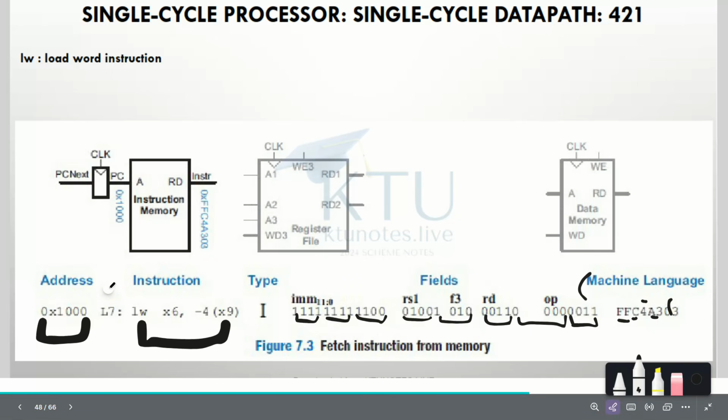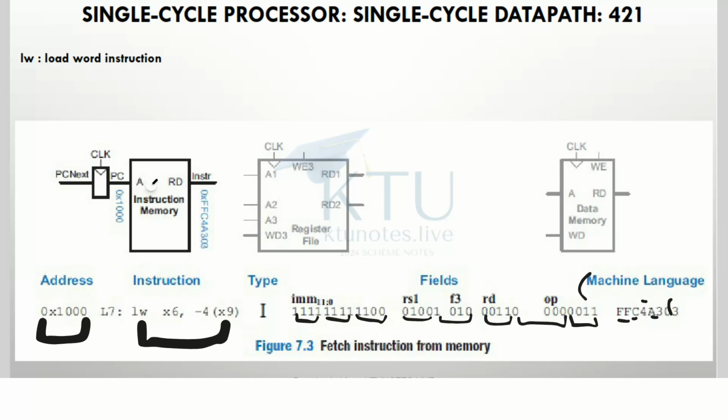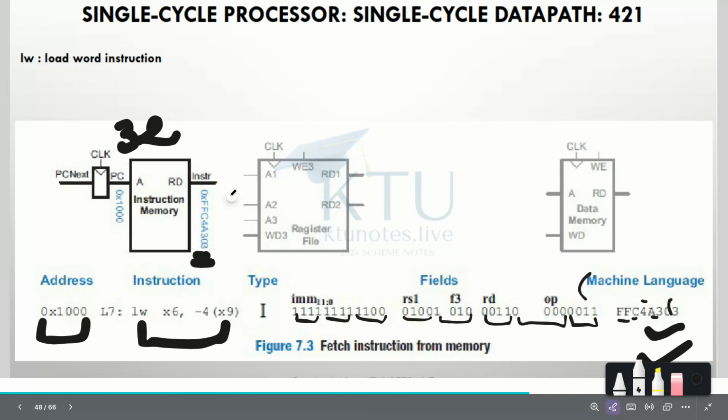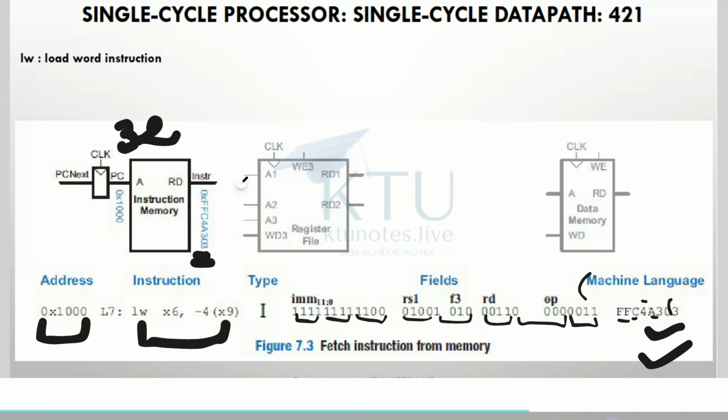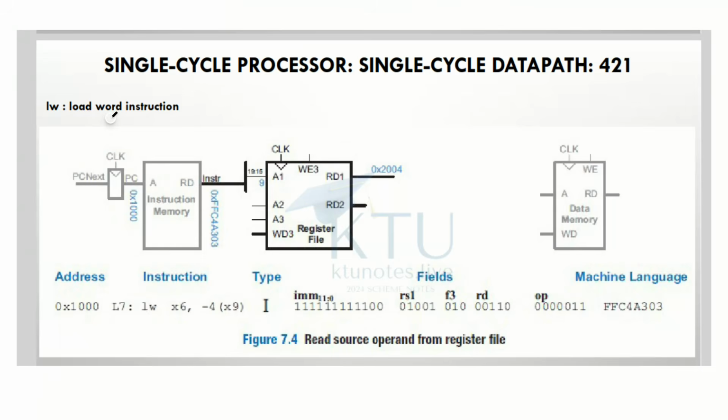So what does the instruction memory do? It takes that input address, which is 32-bit, and gives out the instruction, that is this machine language instruction you see. The instruction which is present at that address, this machine language instruction that we got, is given out to RD. This is the first step of the design.